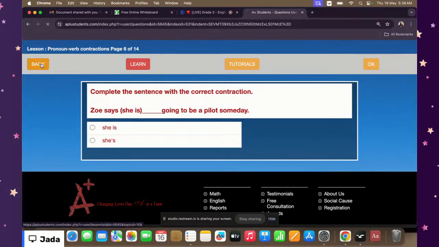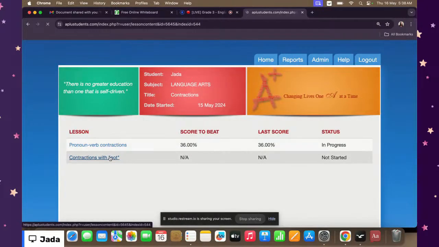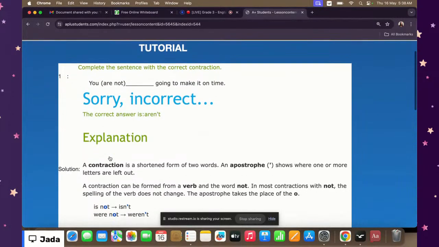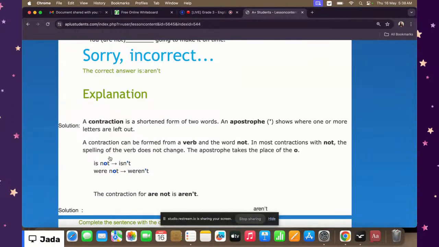Okay, no. All right. So we'll move on to the next lesson, which is contractions with not. I think there was a contraction that Nani gave us, which was "should not." So that's what we're moving on to right now. You know that a contraction is a shortened form of two words, and an apostrophe shows where one or more letters are left out. It could be one, two, or three letters that are left out. So that's the use of the apostrophe.